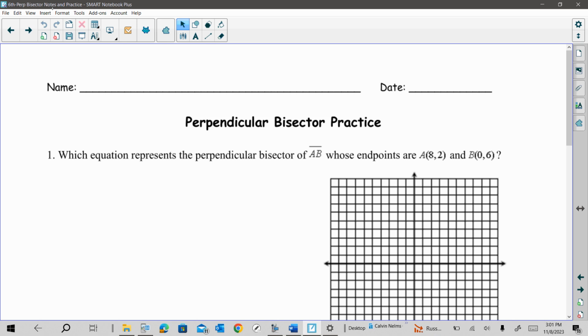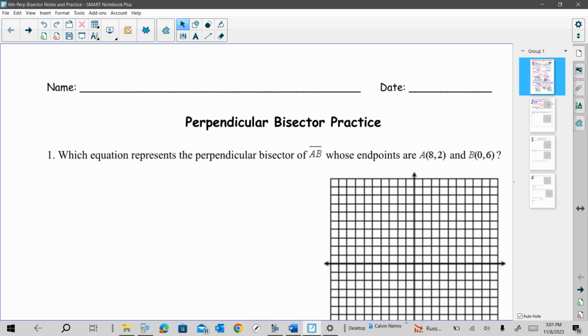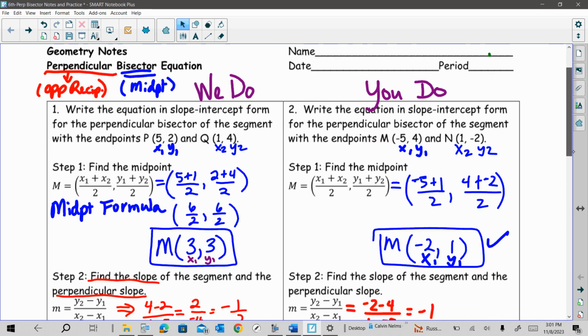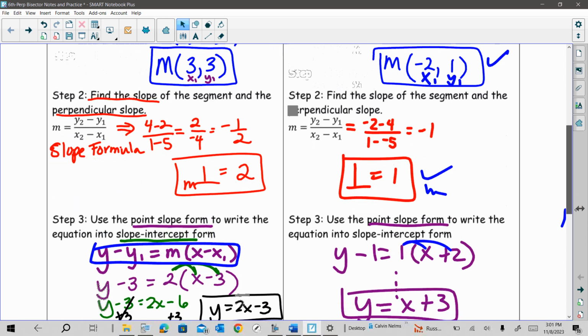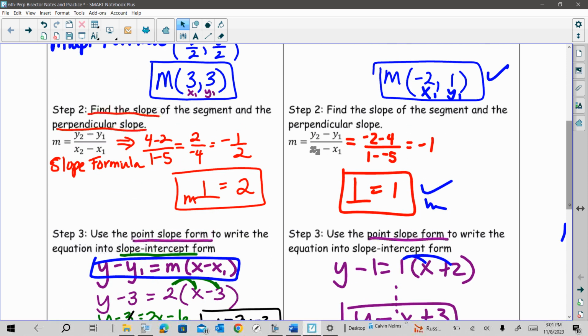All right, guys, I'm going to do a quick video explanation on some of these problems to help you with your homework. Mainly, we have to be able to, I'm going to go back. These are the notes we did today in class, and you have to go through these 3 steps to write our equation of our perpendicular bisector.